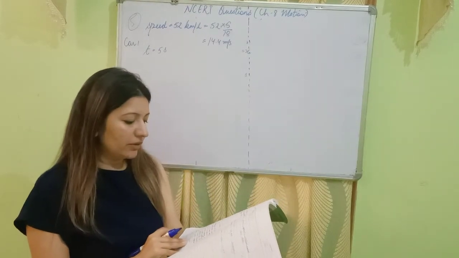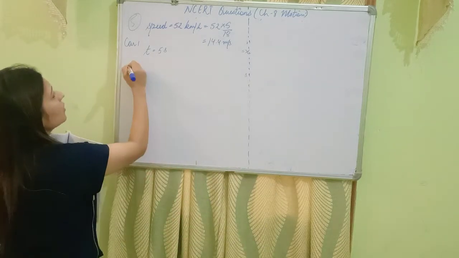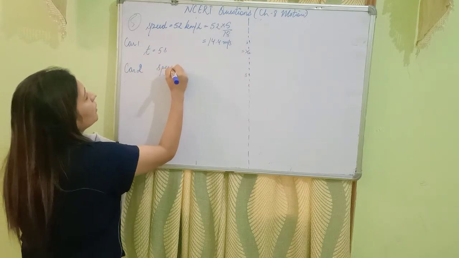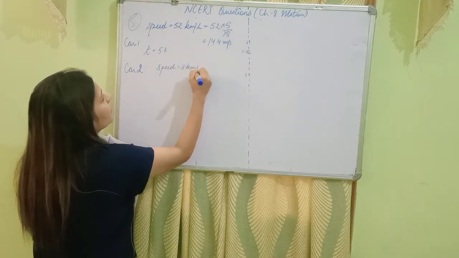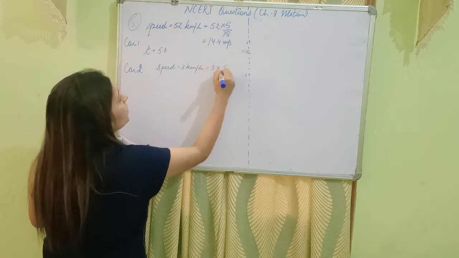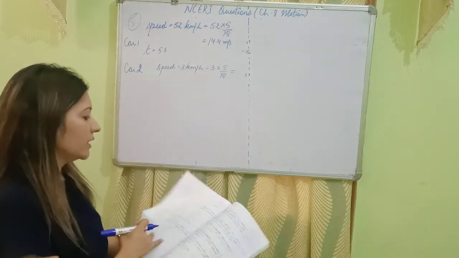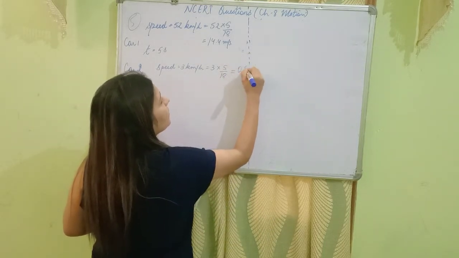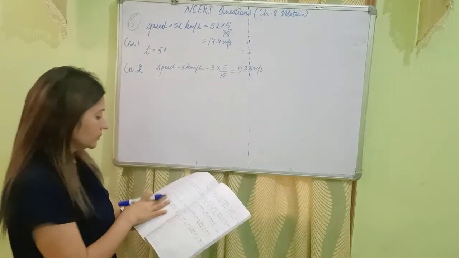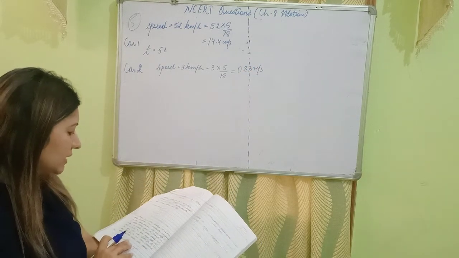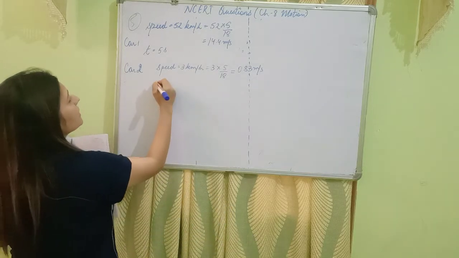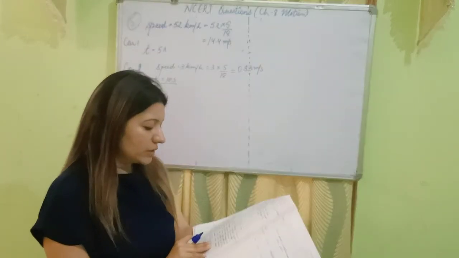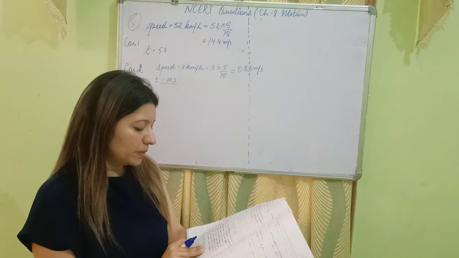Another driver going at 3 km per hour. This is now car 2. Speed is 3 km per hour. Convert this into meters per second. This will come out to be 0.83 meters per second. And the time interval for this car to stop is 10 seconds.